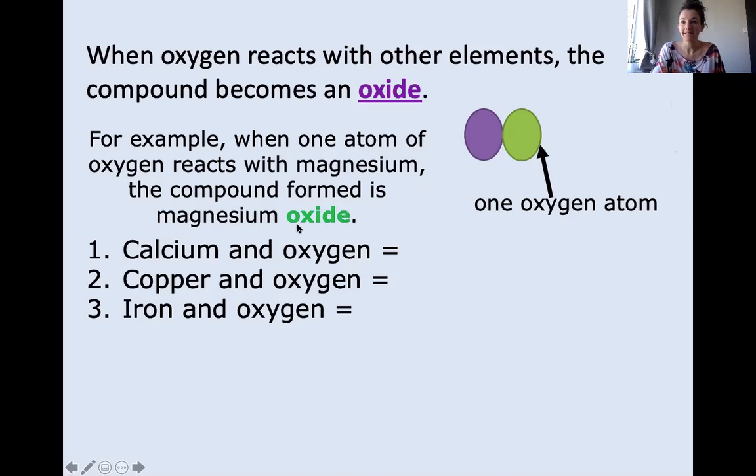So can you have a guess then what the compound names would be, knowing that rule, if you react calcium and oxygen, copper and oxygen, and iron and oxygen? So write down your guesses now.